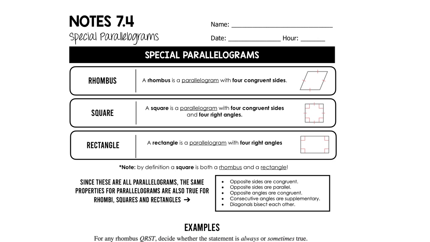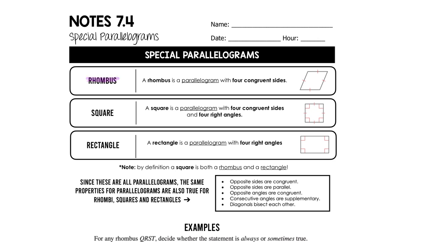We're just going to learn a few more properties about them, and we're going to be practicing how to classify a parallelogram the right way. So we want to make sure we know, okay, is it a rhombus? Is it a square? Is it a rectangle? Or is it just a parallelogram and none of those special cases? So we'll start with rhombus.